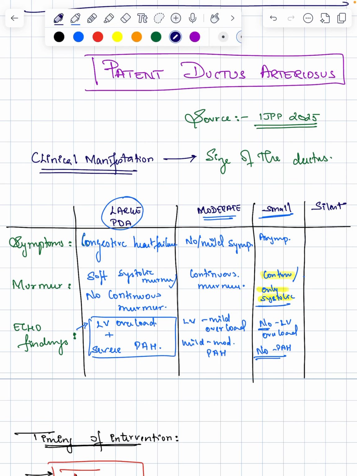Coming to silent PDA, here also the child will be asymptomatic. There won't be any murmur. The only finding you can get is on echo. Only during echo will the PDA be seen. This is for a child with a silent PDA.